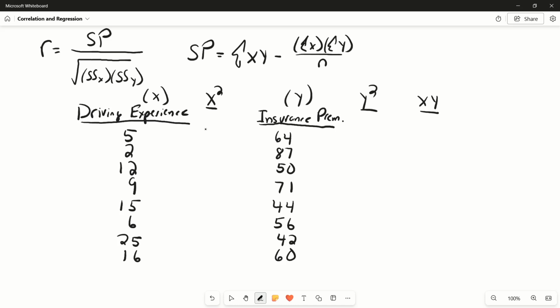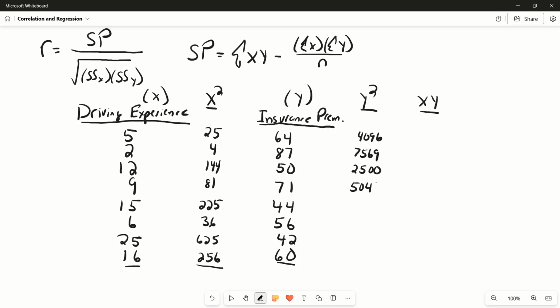And we're going to fill this out. So we're going to fill out our X squared. These ones are easy to square. The other column, not so much. The Y squared column, you're going to break out your calculator for this one because these are bigger numbers. So these are just squaring the Y values.